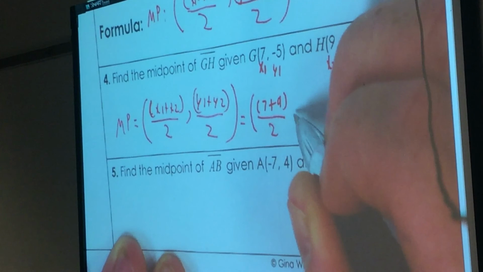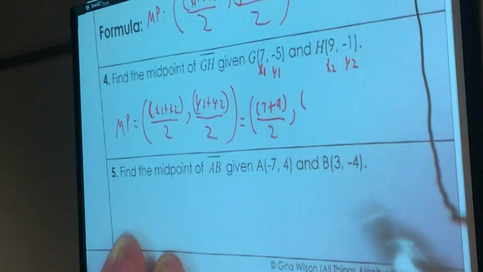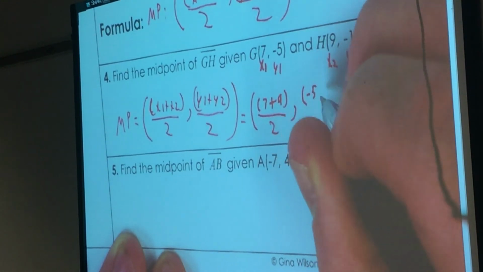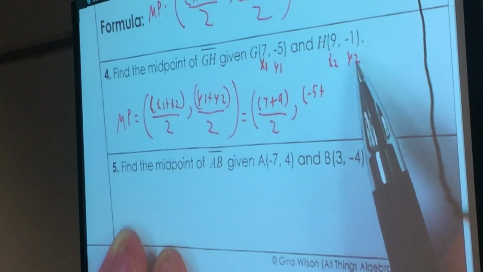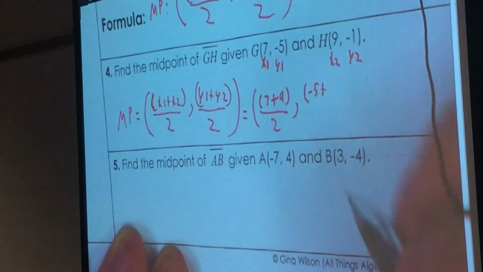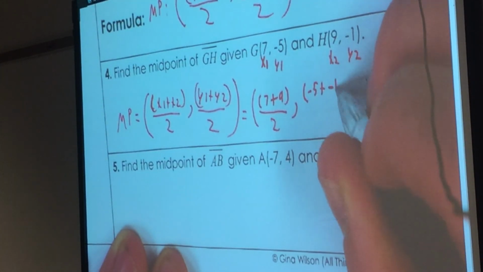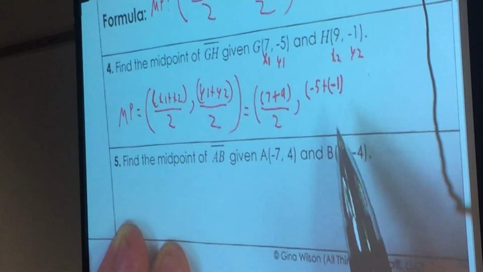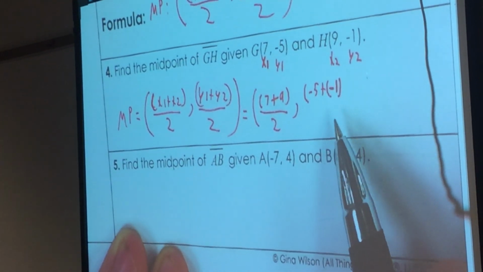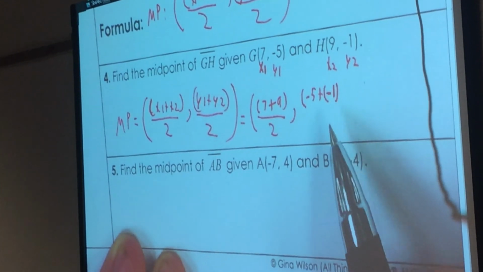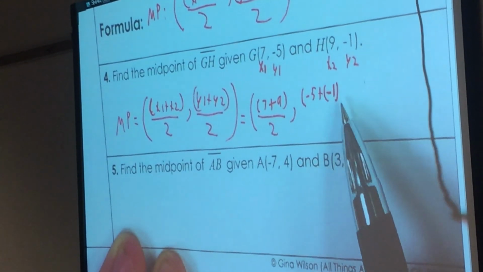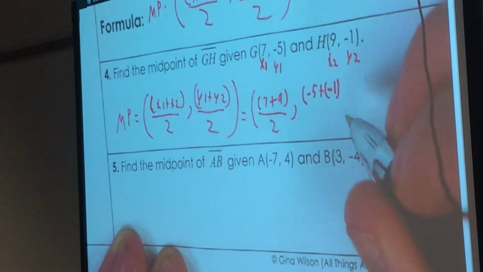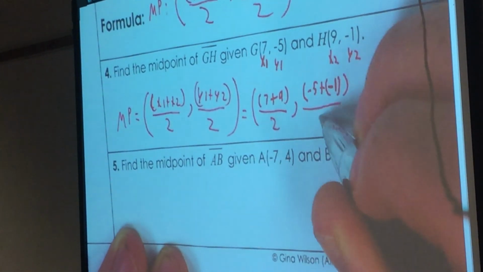over 2, comma, my y parentheses, my y1 is negative 5, plus negative 1. Anytime I have a negative as my second number, I'm just always going to put an extra set of parentheses around that negative 1 so I know that that's negative 1. Now if I have plus a minus, plus a negative, that would just be minus 1, right? But I still put that in parentheses over 2.